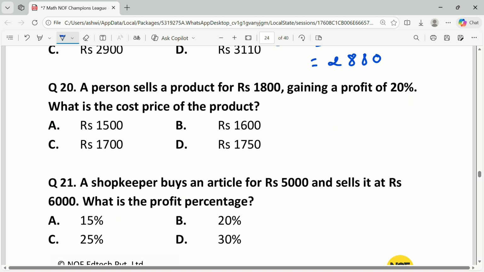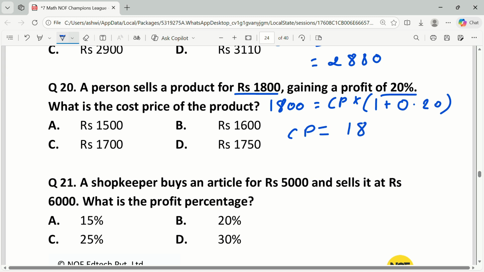Question 20. A person sells a product for rupees 1,800, gaining a profit of 20%. What is the cost price of the product? We know that selling price is rupees 1,800 and the profit is 20%. The formula relating selling price, cost price and profit percentage is selling price is equal to cost price into 1 plus profit percentage. Given that selling price 1,800 is equal to cost price into 1 plus 0.20. Solving for CP, cost price is equal to 1,800 upon 1.20, which is equal to 1,500. Comparing with the options, answer is A, rupees 1,500.